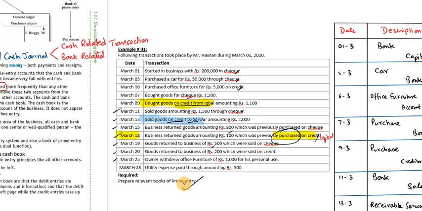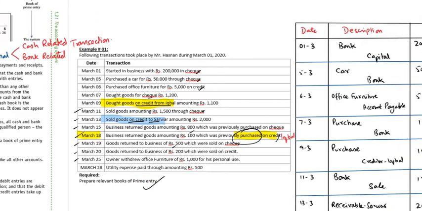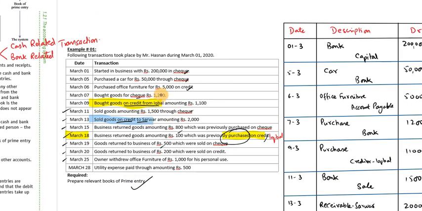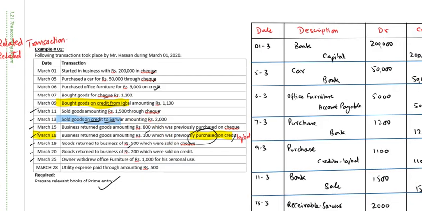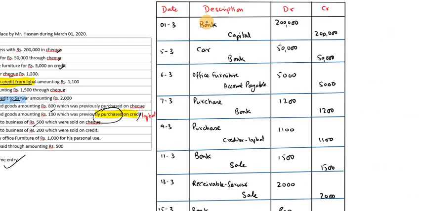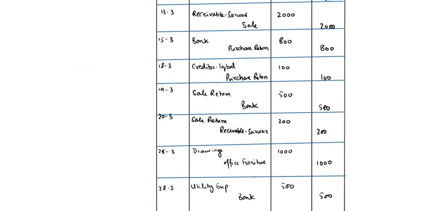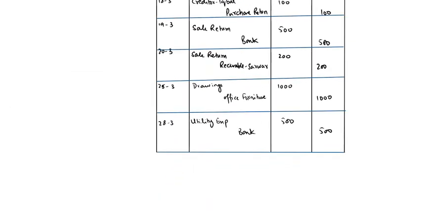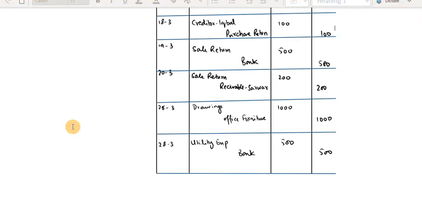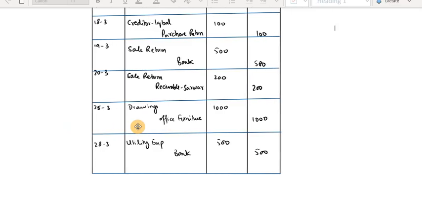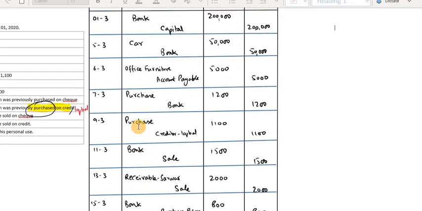Before preparation of the books of prime entry, first we will make the double entry of all these business transactions. In the last lecture, we made all these double entries. Now, by using this double entry data, we will make the books of prime entry.